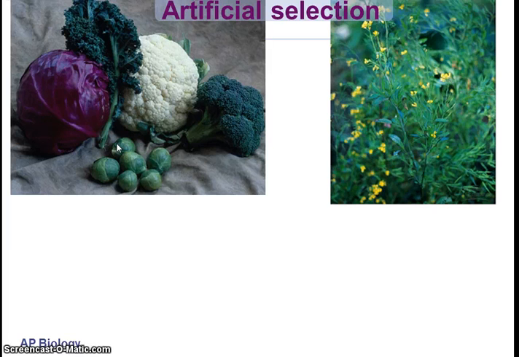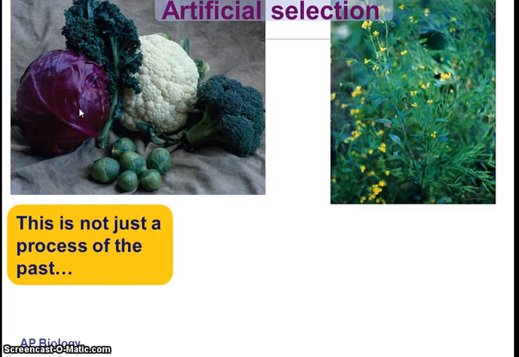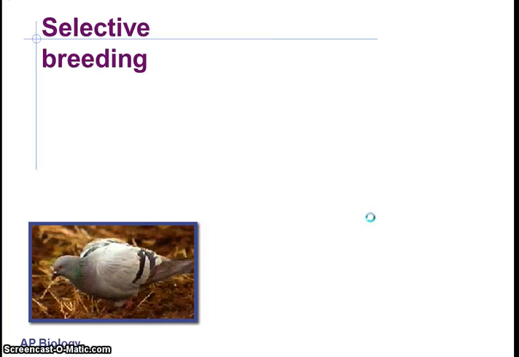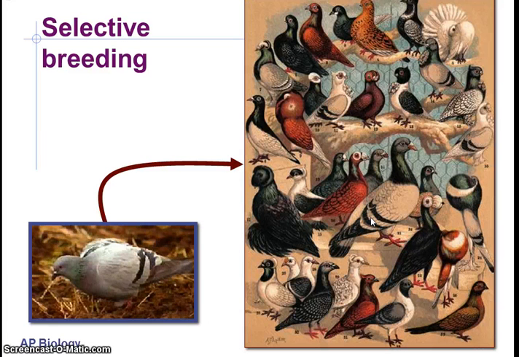Another piece is artificial selection, and this is where you purposely change everything. All these things you see over here come from a mustard plant: broccoli, cauliflower, Brussels sprouts, kale, and cabbage. It's not just a process of the past. We still do it today. You can see all the different parts of where we would get this plant. We selectively breed and turn them into all these different organisms.